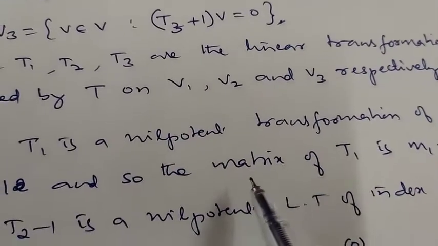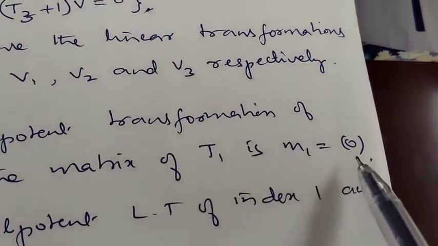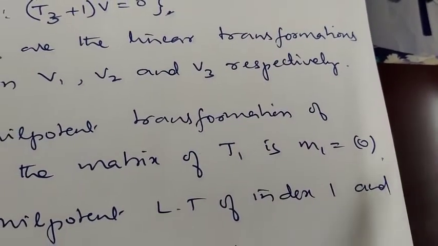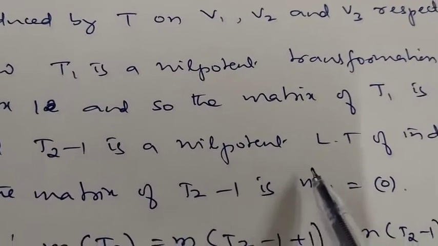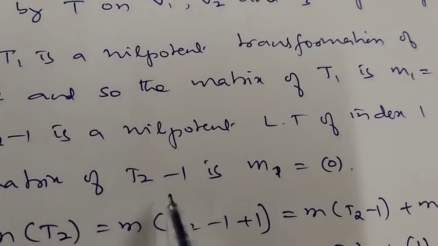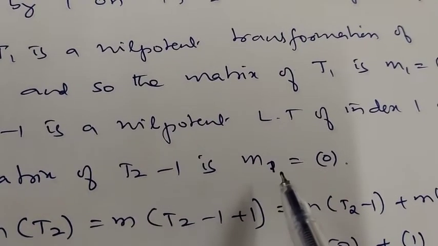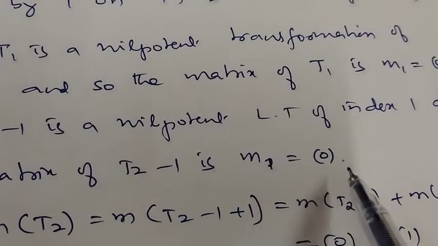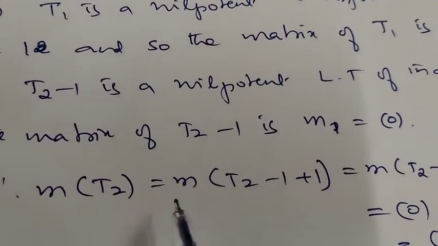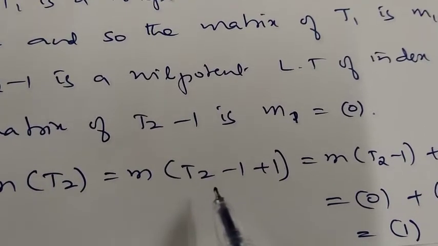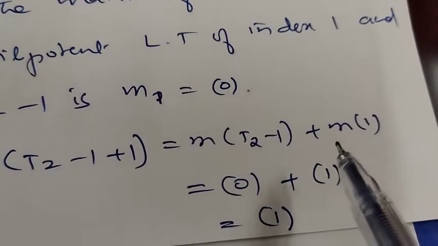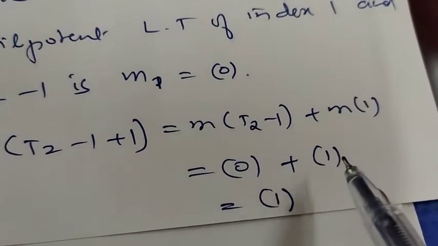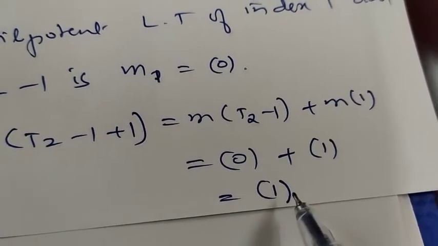Therefore, T1 is a nilpotent transformation of index 1, which means the matrix of T1 is simply the 1 cross 1 matrix 0. And T2 minus 1 is a nilpotent transformation of index 1, and therefore the matrix of T2 minus 1 is M1, which is 0. But I need the matrix of T2. Therefore the matrix of T2 is equal to the matrix of T2 minus 1 plus 1. So this is the matrix of T2 minus 1 plus the matrix of 1. So 0 plus 1, this is a 1 cross 1 matrix with entry 1.